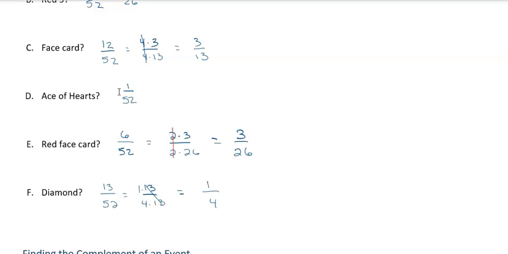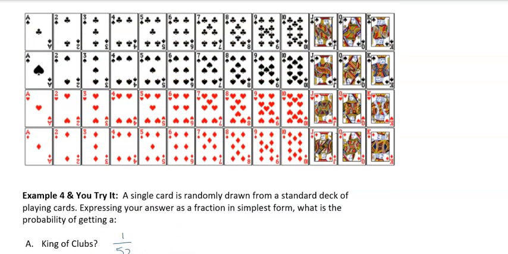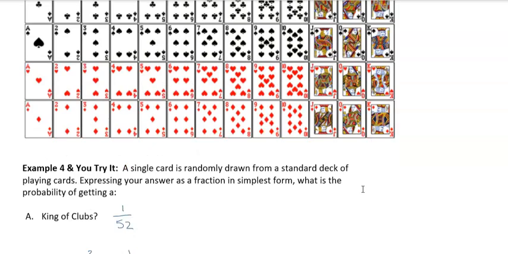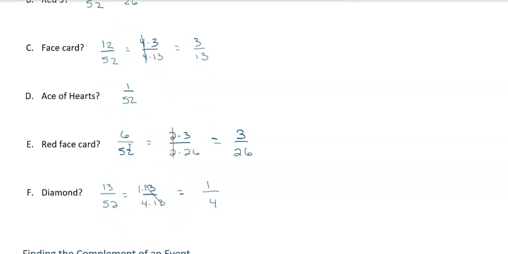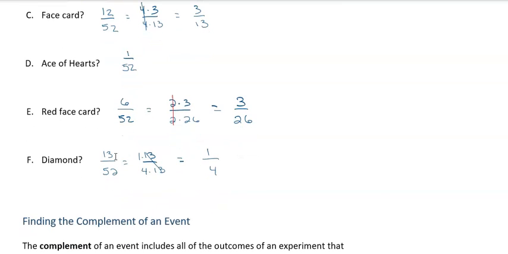Okay, ace of hearts, there is only 1, so 1 out of 52. A red face card, there are 6 red face cards. So that's these right here, 6 red face cards. So you would get 6 out of 52. Reduce that and get 3 out of 26. Diamonds, there are 13 diamonds. There are 13 spades and 13 clubs and so on. So there's 13 diamonds out of 52 reduces to 1/4.